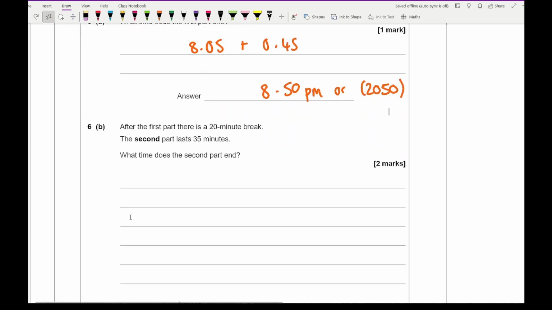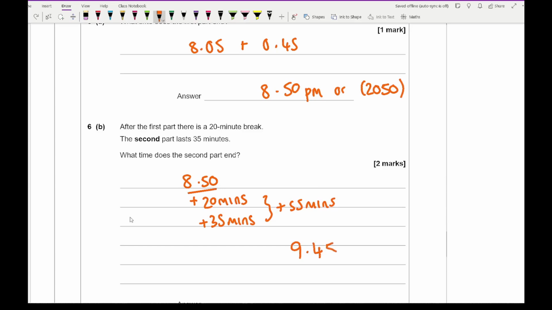The next question then says after the first part there is a 20-minute break and the second part lasts for 35 minutes. What time does the second part end? So from 8:50 we want to add 20 minutes, and then we want to add another 35 minutes. So we're adding on a total of 55 minutes to 8:50, in which you should have the correct time of 9:45 p.m. or you could write it as a 24-hour clock of 21:45.